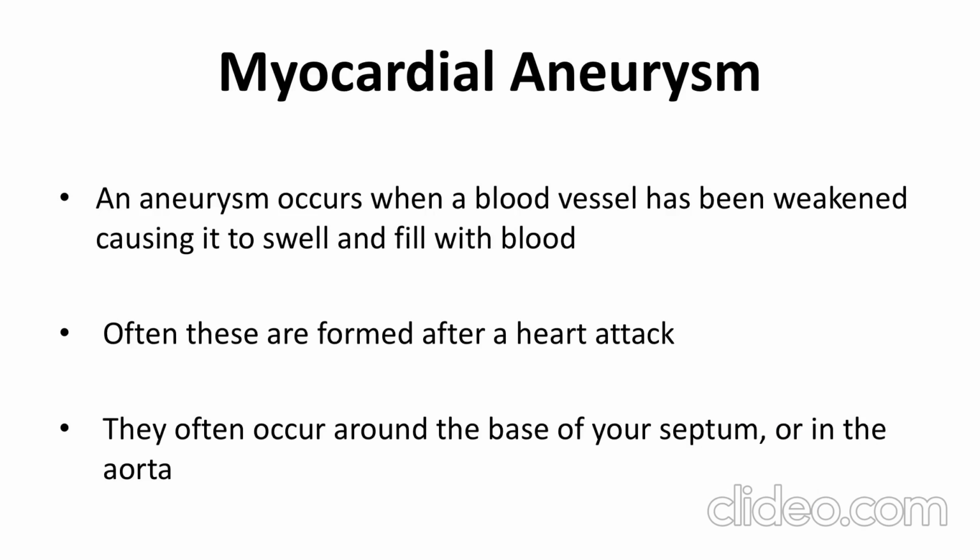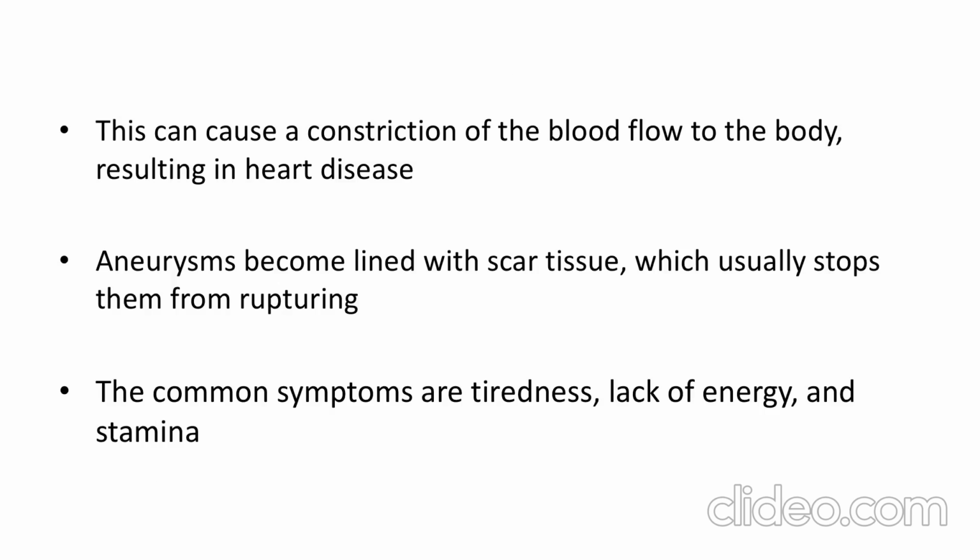Myocardial aneurysm. An aneurysm occurs when a blood vessel has been weakened, causing it to swell and fill with blood. Often these are formed after a heart attack. They often occur around the base of your septum or in the aorta. This can cause a constriction of the blood flow to the body, resulting in heart disease. Aneurysms become lined with scar tissue, which usually stops them from rupturing. Ventricular aneurysms generally grow slowly.